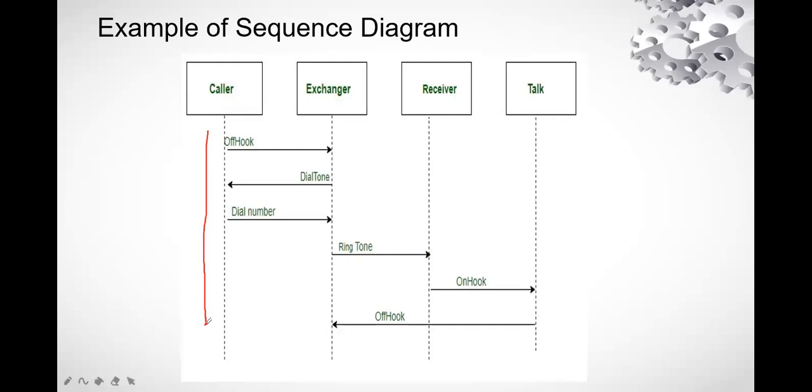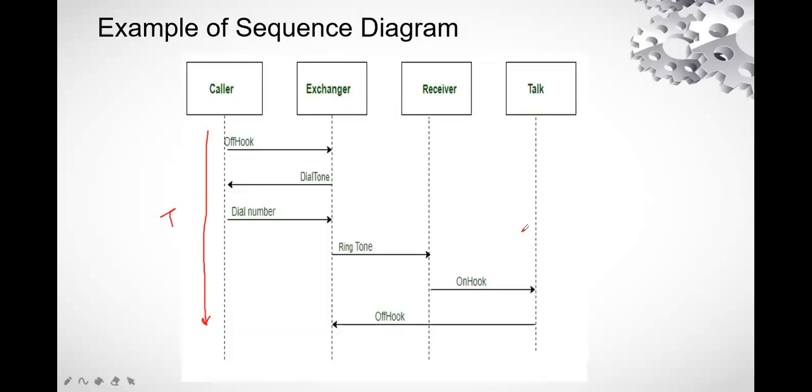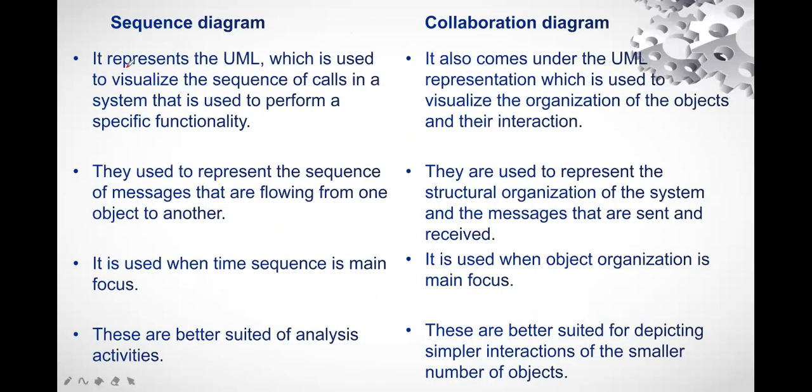Here, what we are focusing on is time, one after the other. We are saying what is the actual sequence of interaction and what is the actual sequence of messages. That is what we are focusing on here. While in the collaboration diagram, we are just focusing on the group of objects we are using, that is, the organization of this particular form. We are not focusing on the timeline.